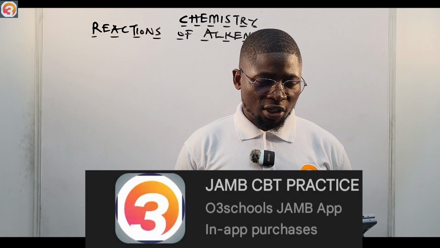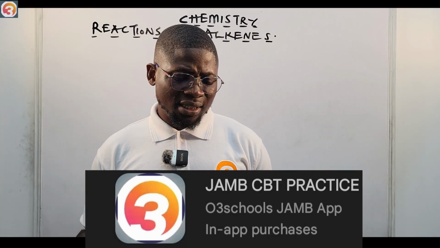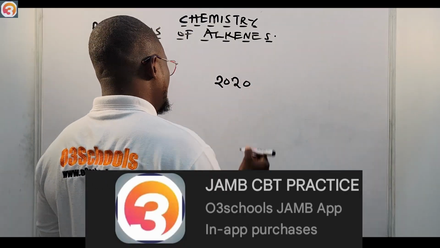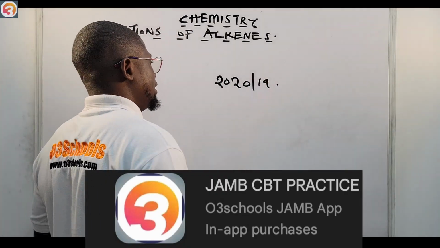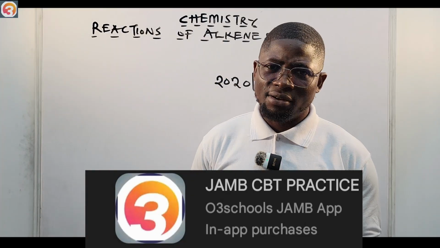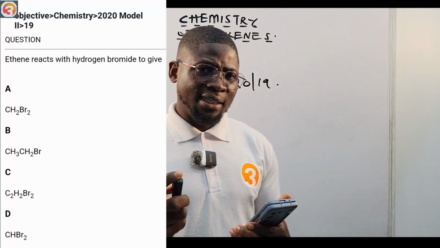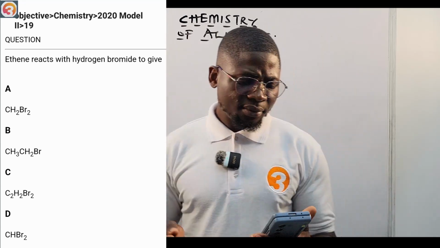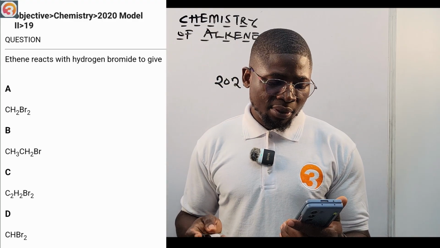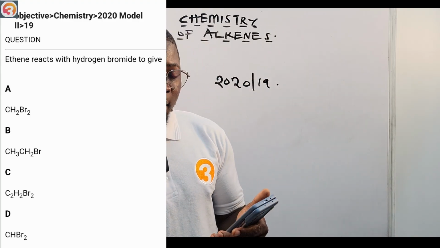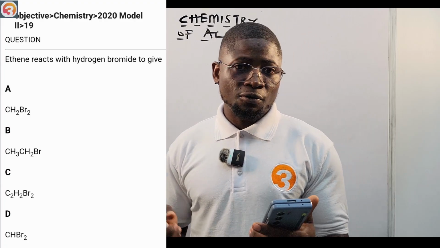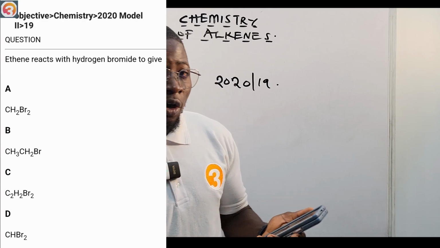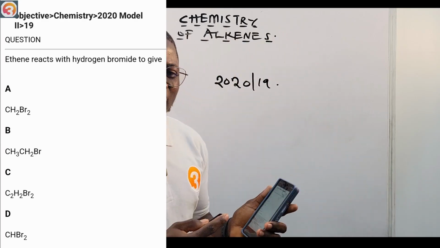We're going to talk about the app much later on, but let us see a question from the application. This is a JAMB past question, chemistry 2020, question number 19. It is being displayed on the screen right now relating to this topic. It says ethene, which is an alkene, reacts with hydrogen bromide to give A, CH2Br2, B, CH3CH2Br, C, C2H2Br2, D, CHBr2. This is called electrophilic addition. We're going to answer this question at the end of the class.